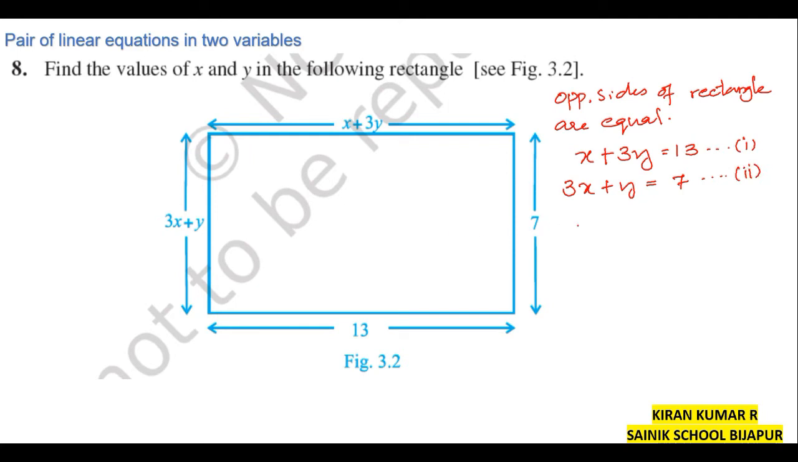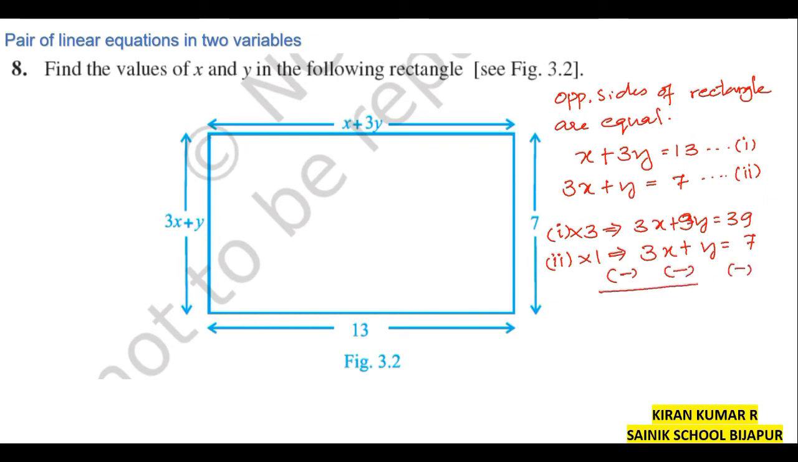Now once again I'd like to follow the elimination method. What I do is I'll eliminate the x term. For that, I will take equation 1 multiplied by 3. I'll be getting 3x plus 9y equal to 39. If the second equation is multiplied by 1, you will be getting 3x plus y equal to 7. Let me subtract.